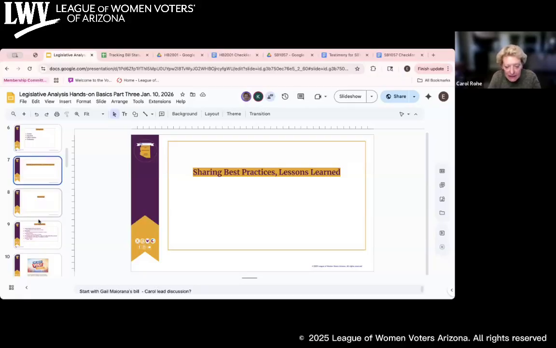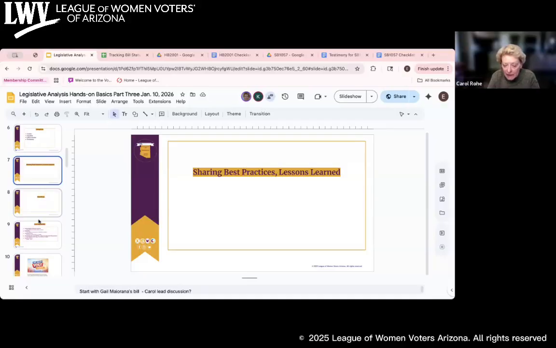We can read the league position. That's also one of the best ways: just jump in and start to work. Read the league position, because you have to know the league position. I would recommend reading that first before you add any bills to the tracker, because a lot of the bills we won't have a position on, so it sometimes doesn't make sense to track them.